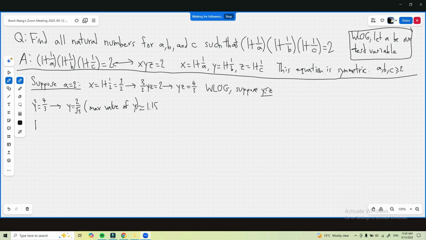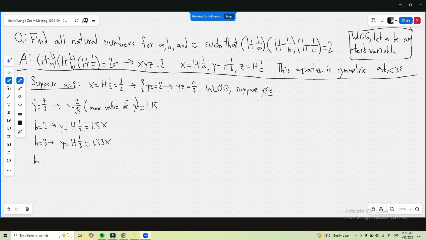So if b is equal to 2, then you get y is equal to 1 plus 1 over 2, which is 1.5, clearly greater than 1.15. If b equals 3, y equals 1 plus 1 over 3. That's roughly equal to 1.33. That's still bigger than 1.15.